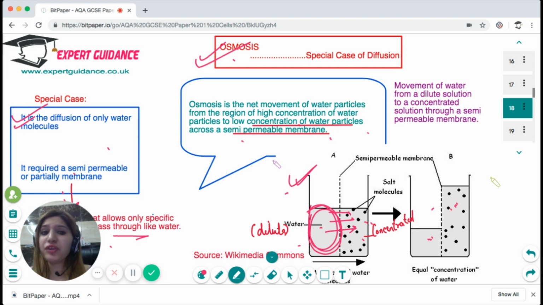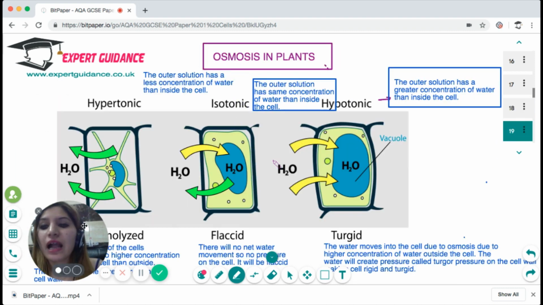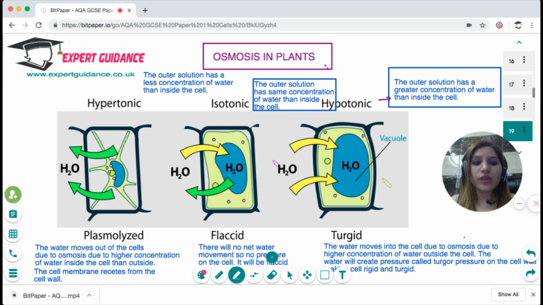Always remember, don't write that it is the movement of a substance from high concentration to low concentration. That's the wrong definition. It is from a high concentration of water to a low concentration of water that is the correct one. Now, let's see how osmosis in plants takes place.